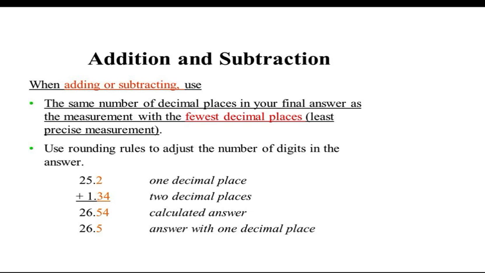Okay. In addition or subtraction, use the same number of decimal places in your final answer as the measurement with the fewest decimal places, the least precise measurement. Use rounding rules to adjust the number of digits in the answer. You can see here 25.2, with 1 decimal place. And next 1.34, this is 2 decimal places. Our calculated answer is 26.54, but with only 1 decimal place, our answer is 26.5.